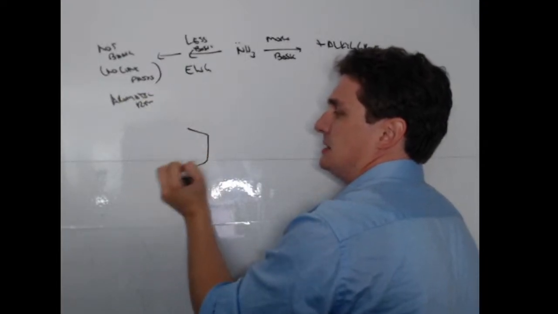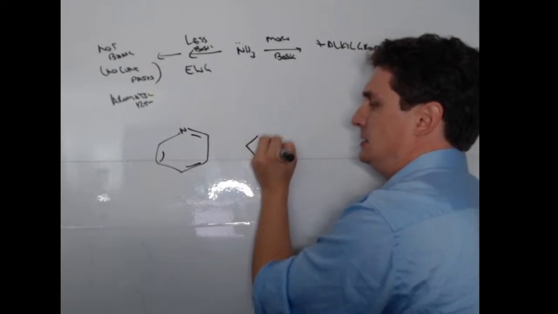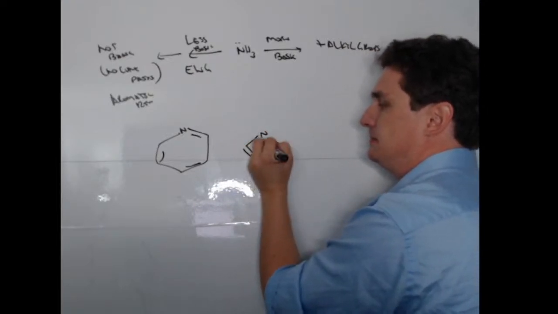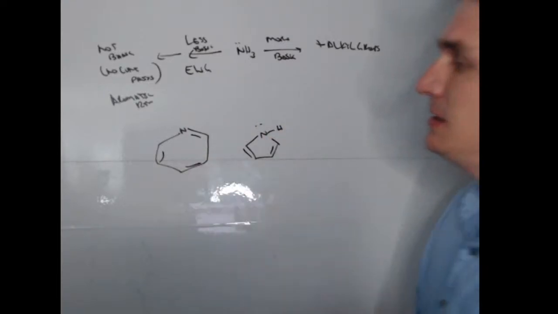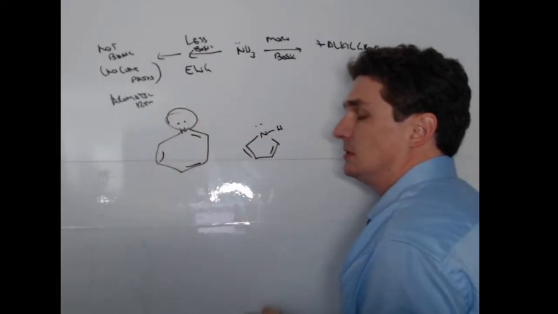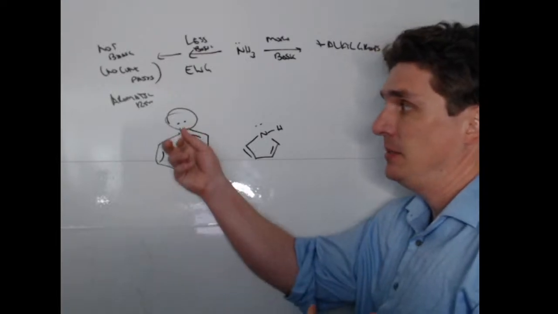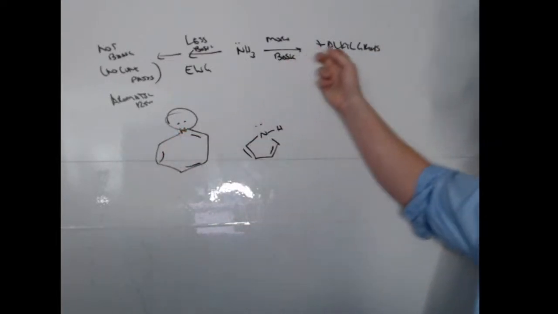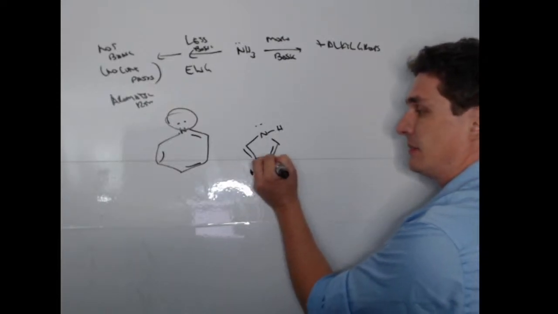So if we consider two examples here, pyridine and pyrrole. For pyridine, the lone pair isn't used in the aromatic ring at all, so it's available for accepting hydrogens. So this is a basic molecule, and it's actually pretty basic. This one, pyrrole, is not basic at all.